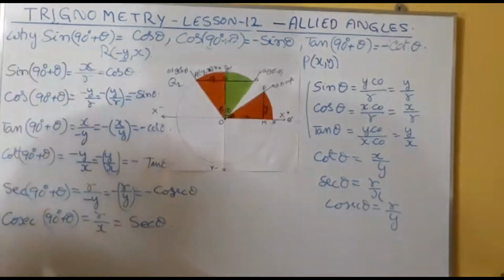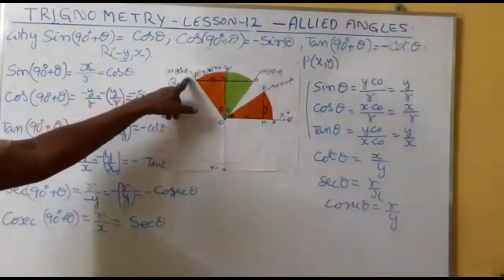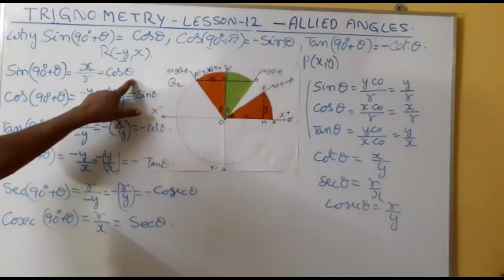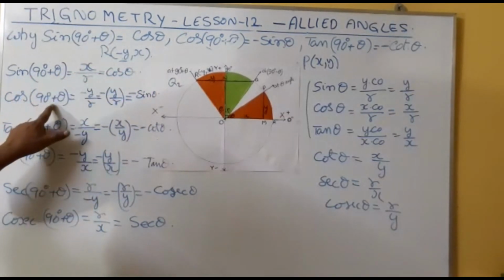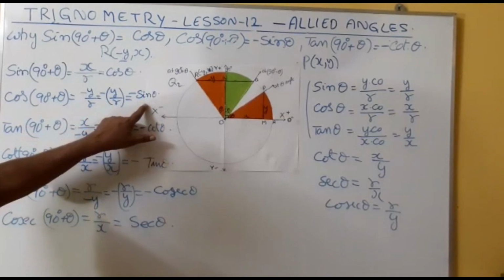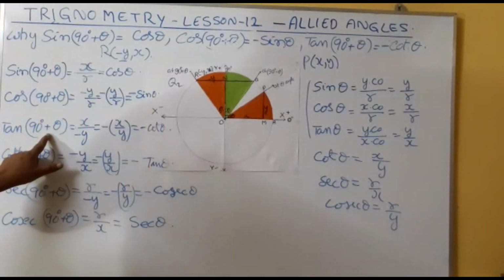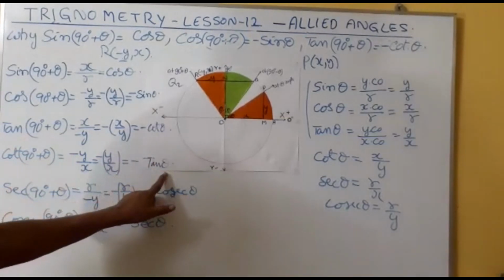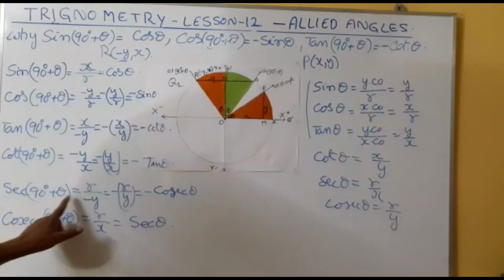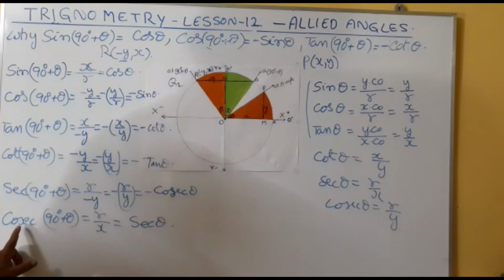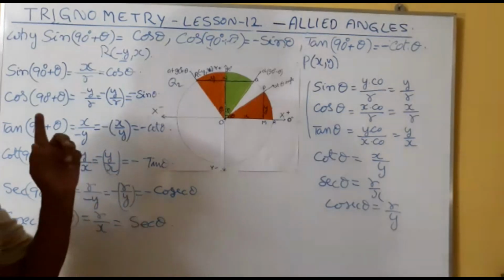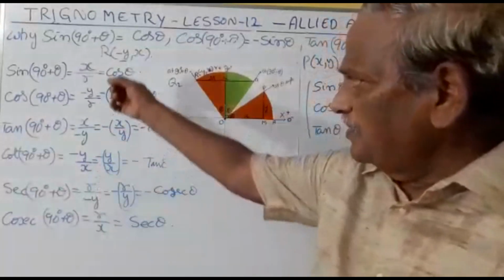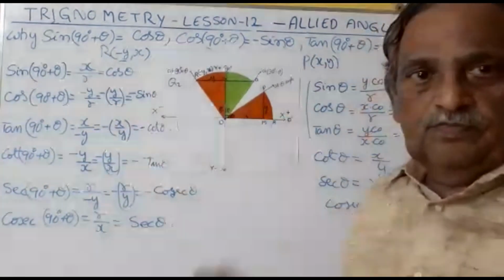Thus, for the first angle 90 degrees plus theta: sin 90 plus theta equal to cos theta, cos 90 plus theta equal to minus sin theta, tan 90 plus theta equal to minus cot theta, cot 90 plus theta equal to minus tan theta, sec 90 plus theta equal to minus cosec theta, cosec 90 plus theta equal to sec theta. Thus the ratios of the values of allied angles 90 plus theta are derived.